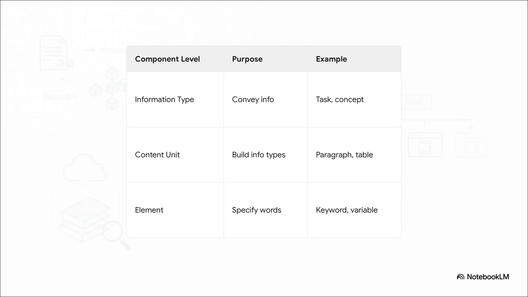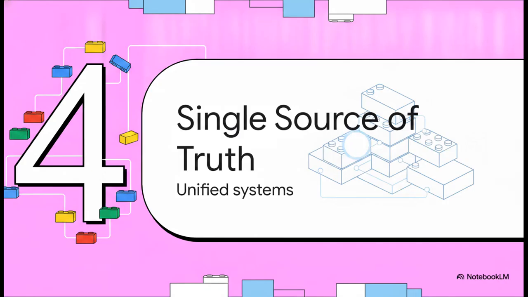And if you go even further down, you get to elements, which specify exact words, keywords, or variables. You're literally building your documentation block by block. And that means you can swap out a single element or content unit without ever messing up the rest of the document. Moving on to section 4, a single source of truth.